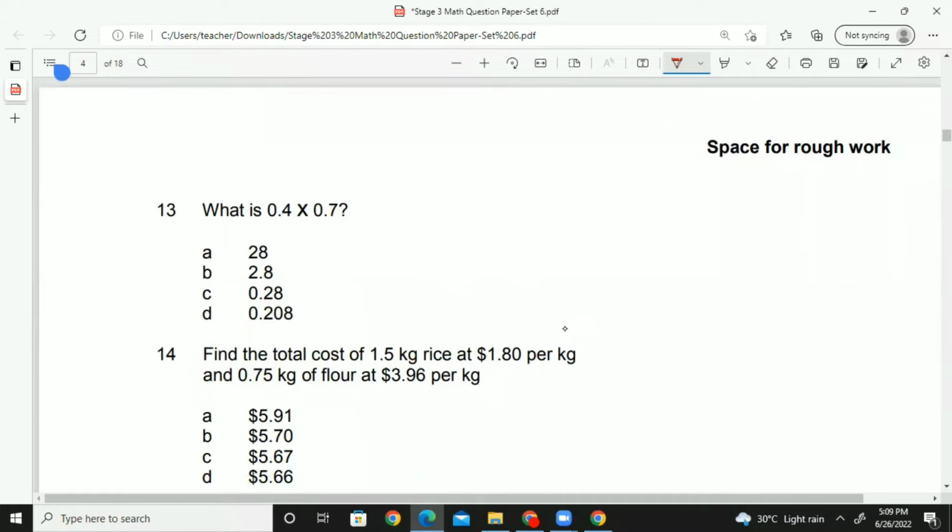For this one, you don't have to line up the numbers because we're multiplying. So we just have to count off the digits behind the decimal point, which is 2 overall. So the answer would have been 0.28.